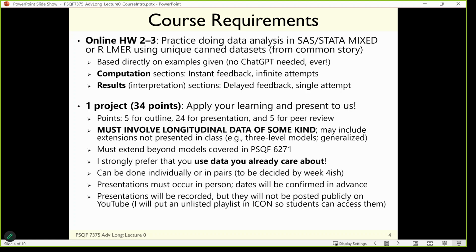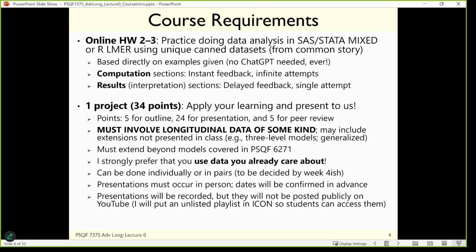Let's see here. So that's a big chunk of your grade. My requirement is that it needs to be longitudinal. So by that, something is measured repeatedly more than 2 times. If it's purely clustered multi-level modeling, that's not going to work because we're not talking about that. Repeated measures of other kinds we can talk about.